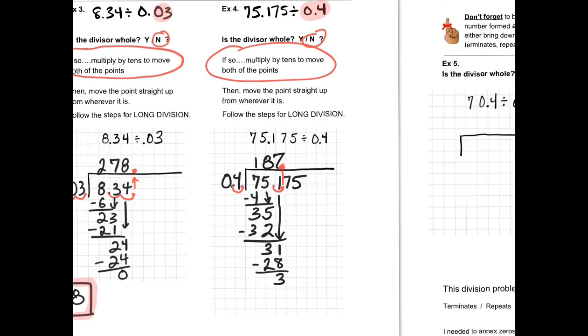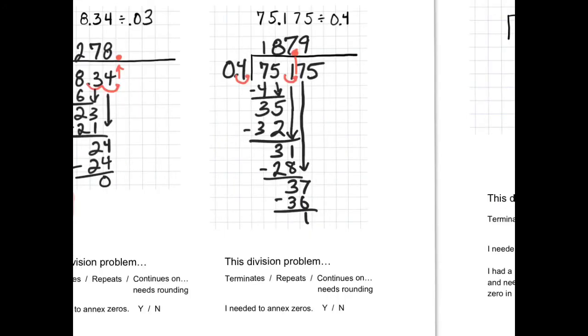Bring down the next digit, which is a 7. And back to dividing into. 4 divides into 37 about 9 times. 4 times 9 is 36. Subtract 37 and 36, and you get 1. And we still have one more digit to bring down, which is a 5. Divide 4 into 15. It goes in 3 times. 4 times 3 is 12. Subtract 15 and 12, you get 3.